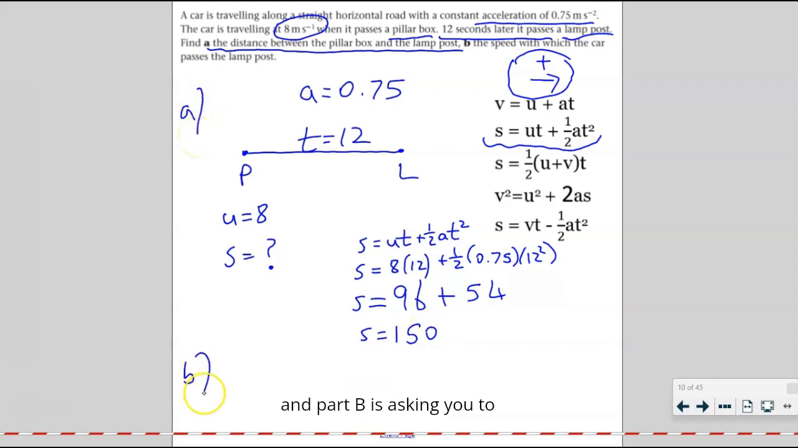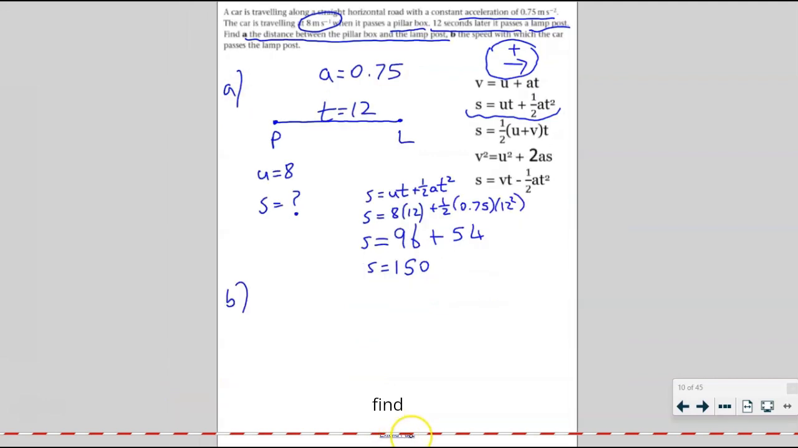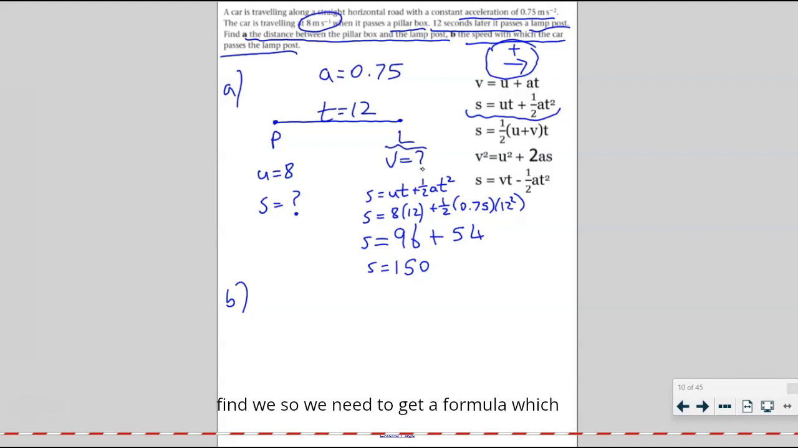Part B is asking you to find the speed at the lamppost. So we want the speed here. Now the final speed is v, so we need to find v. Now we've got a, t, u, s as well, and we need to find v. So we need to get a formula which connects v and any of the other three.